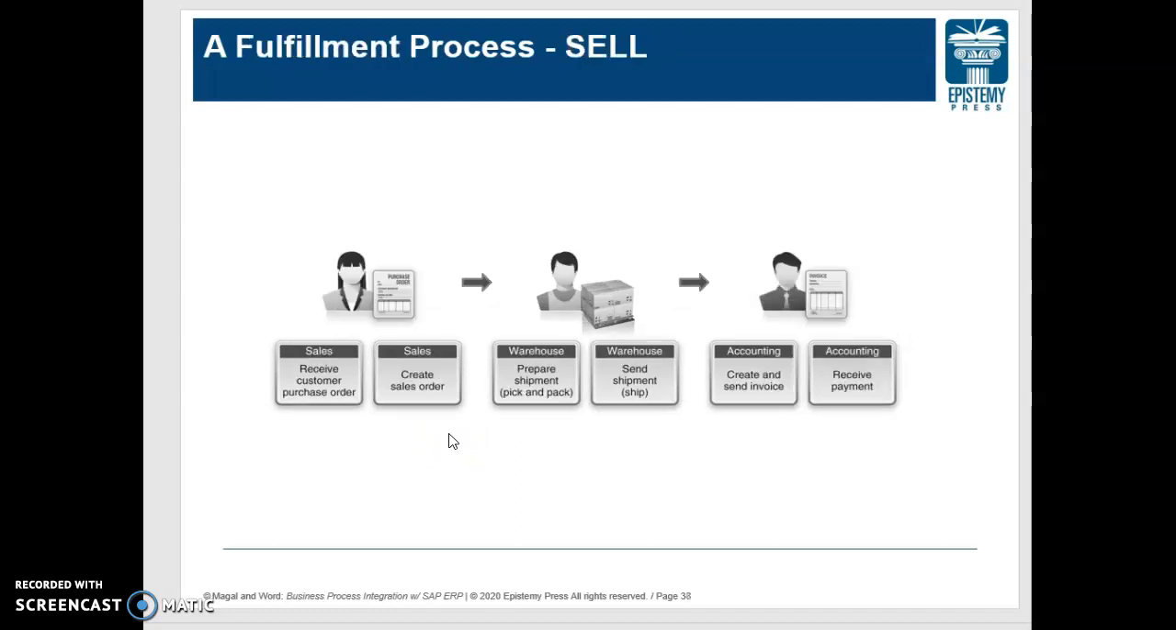Fulfillment, which is selling, covers all the steps involved in selling and delivering products to organizations and customers. In the selling function, we have to efficiently process a customer order, which may be a purchase order. We involve the warehouse because they need to prepare the order and send the shipments to the customer, and the customer makes payment. So we have accounting involved in the selling function.